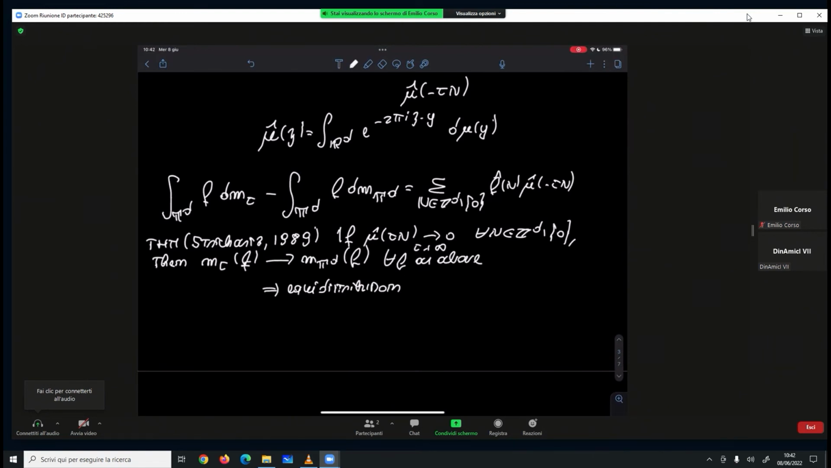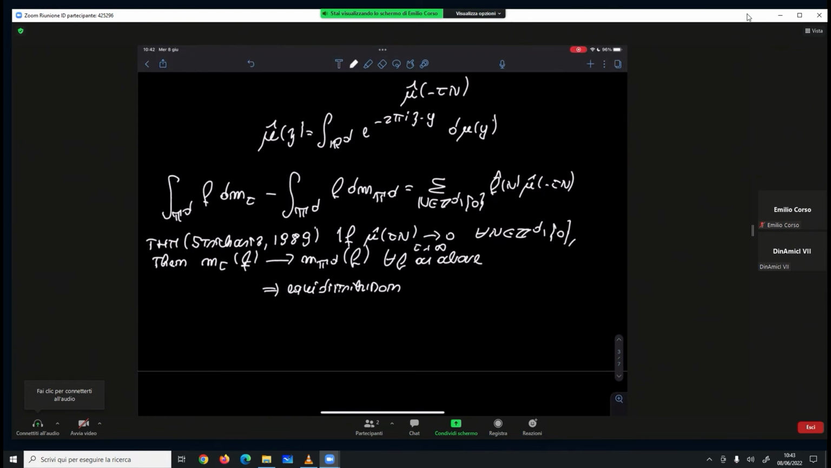Let me just say in words that this condition is clearly also necessary, because as soon as you have one non-zero integer vector for which this condition is not verified, then take the corresponding character, which has Fourier transform on the torus equal to 1 at that integer vector and 0 elsewhere. If you don't have convergence to 0, then the integral for that character against m_t will not be infinitesimally close to the integral with respect to the Haar measure. So this is a complete Fourier analytic characterization of equidistribution in terms of the measure mu.